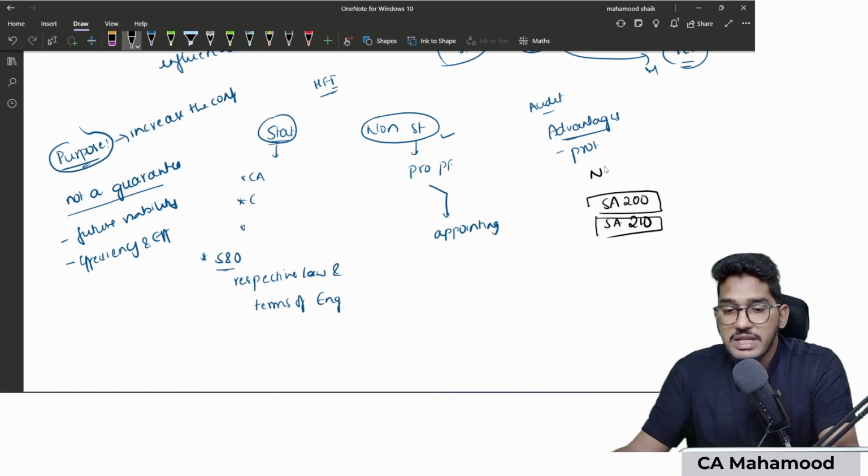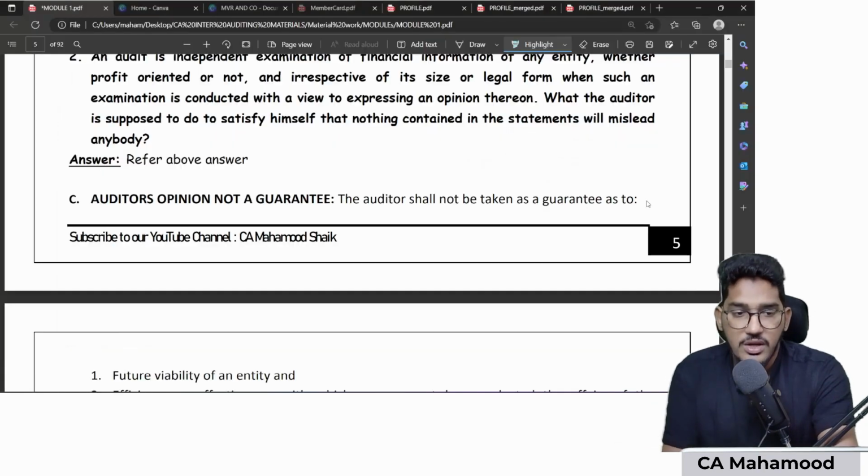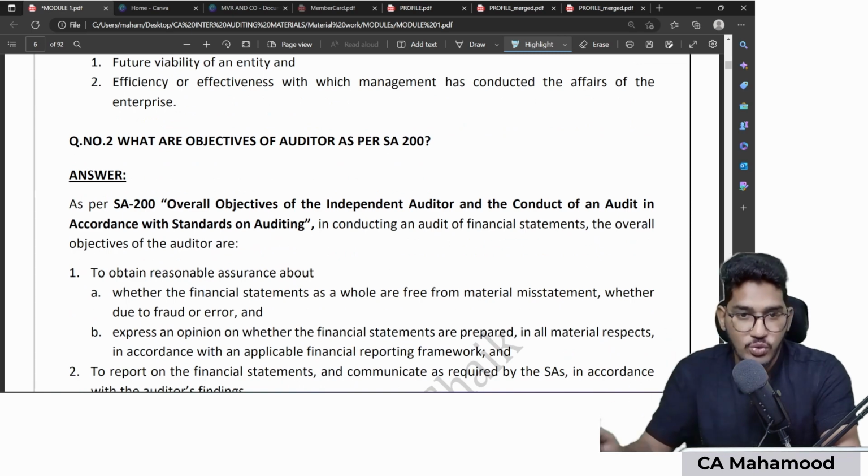So when I say I am teaching you the chapter nature, objective and scope of audit, in fact I am trying to teach you these two standards, SA 200 and SA 210. So now let us proceed further with the remaining questions. So the second question, if you observe here, what are the objectives of the auditor as per SA 200?